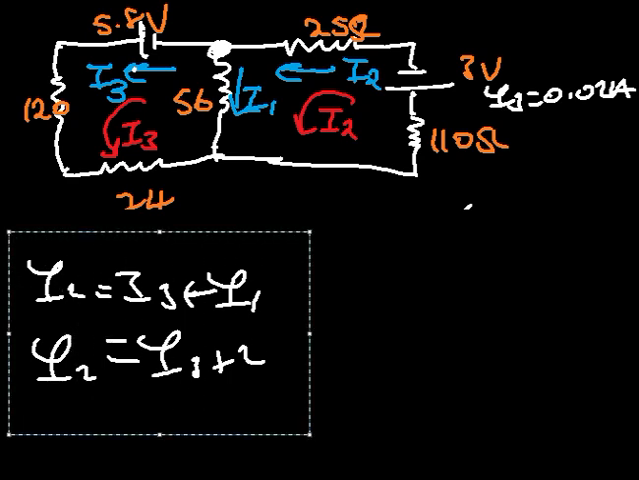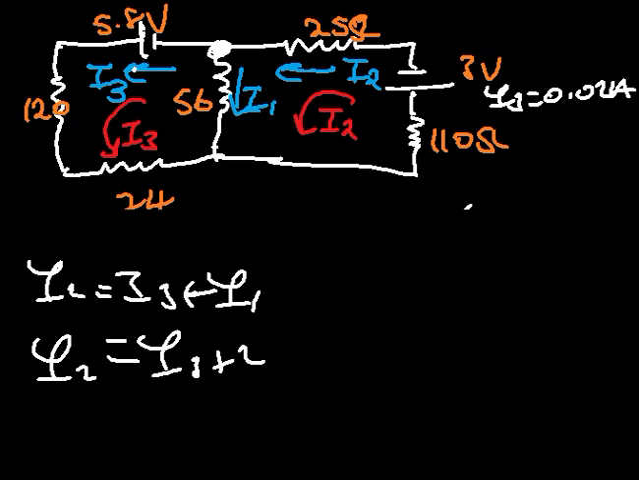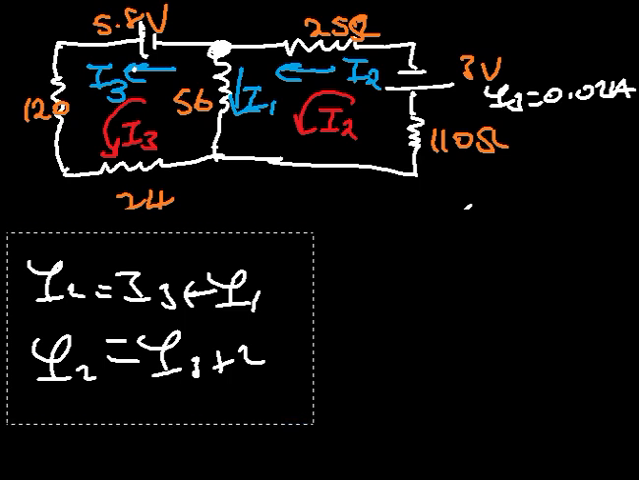So take note of that. Or else, if we are being told that the current across the 74 ohm resistor is given as so, it means I3 will be given as that value. So you should understand that.